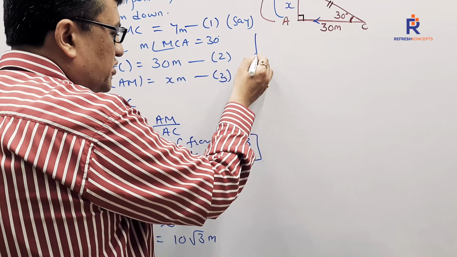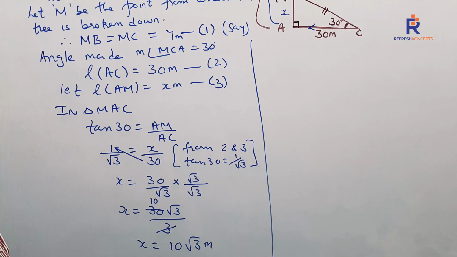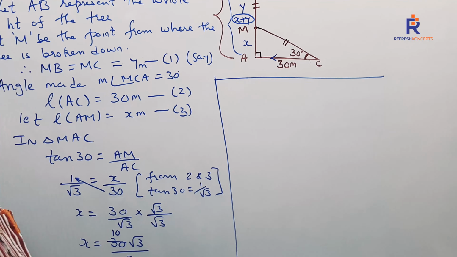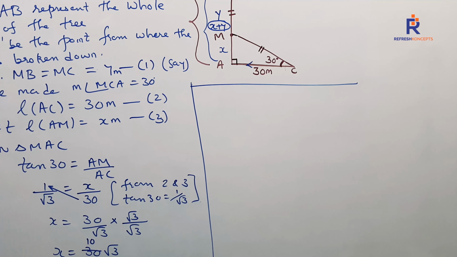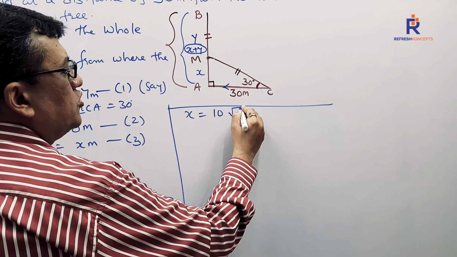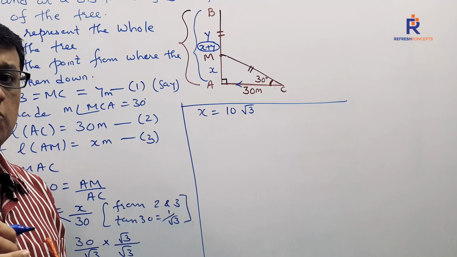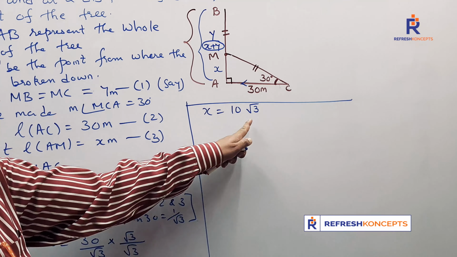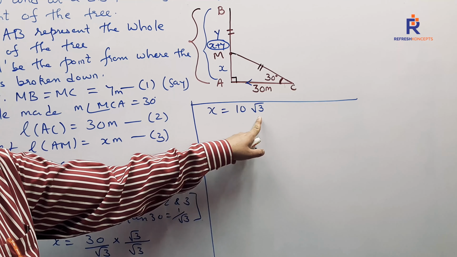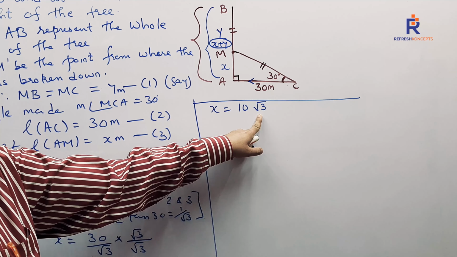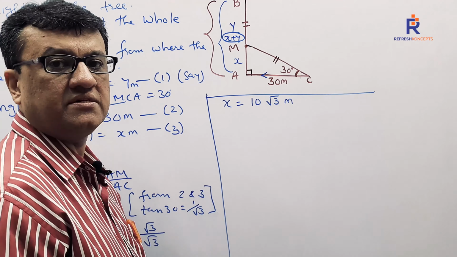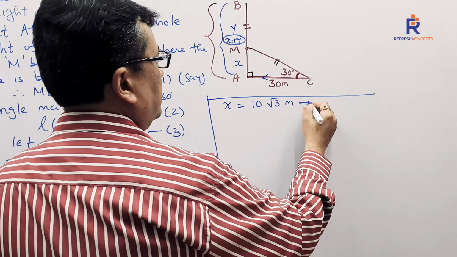Now let's proceed further. How to solve thereafter. X being known to us, I shall say X is 10 root 3. If you want, you can take the value of root 3 here itself. If you don't want, you can take it later on also. So I shall keep it as it is, 10 root 3 meter. Let this be my equation number 4.